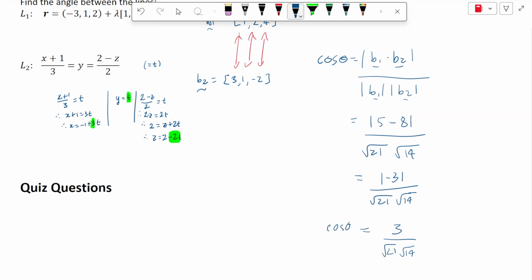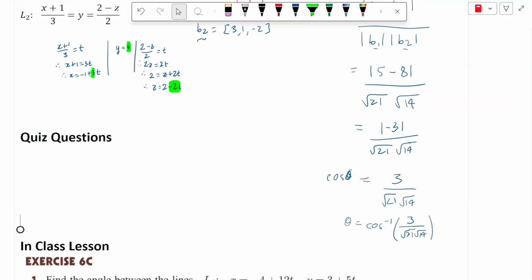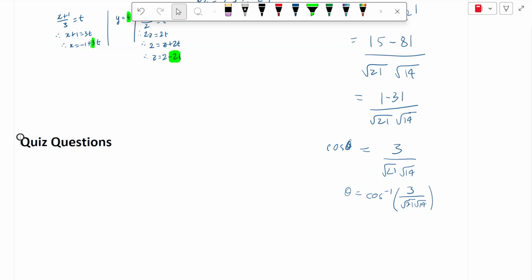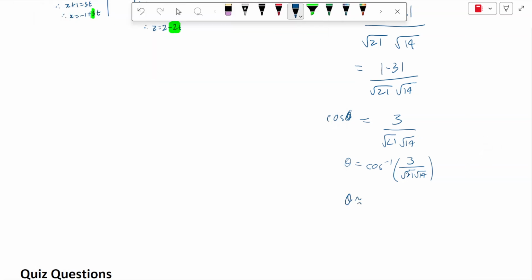So that's cos of theta. There we go. So theta has got to be inverse cos of all that. And then we can just work out what that is on a calculator. Okay, so we'll pop that in. There we go, 79.9. So again, that's the angle between those two lines.